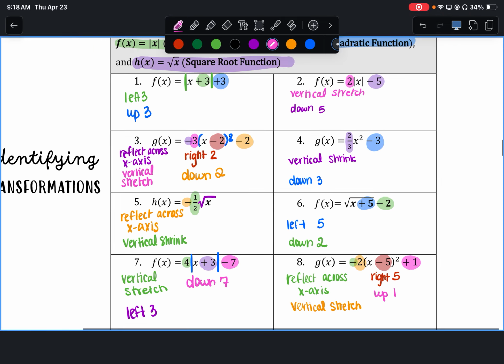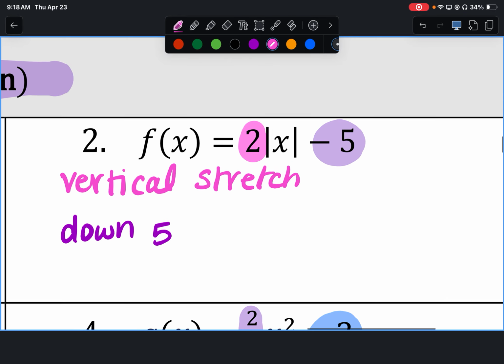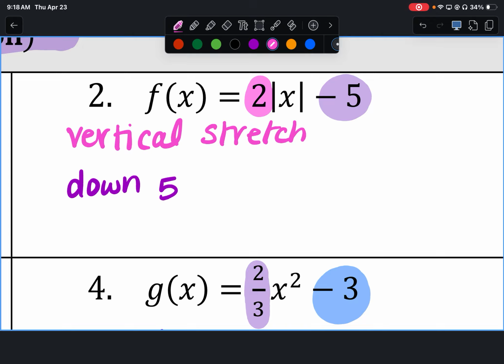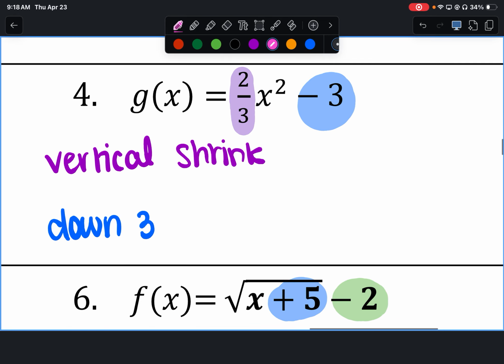All right. So I want us to real quickly go over these evens. What is the transformations on number 2? Vertical stretch and down 5. For number 4, what are our transformations? Yep, vertical shrink by a factor of 2/3 and down 3. For number 6, here is a great example of what it looks like if it is inside the square root function. It means it's going to be inside that radical too. So what's happening inside of our square root function there? Left 5. That plus 5 sends it to the left. What about the minus 2?